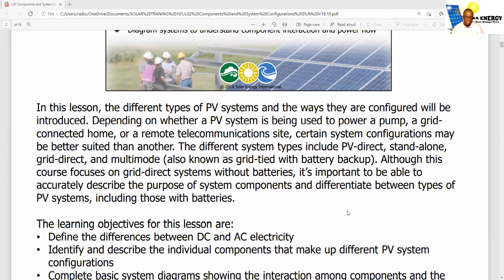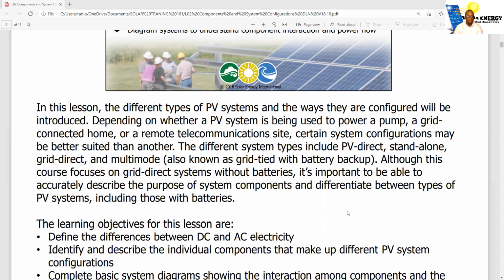In this lesson, the different types of PV systems and the way they are configured will be introduced. Depending on whether a PV system is being used to power a grid-connected home or a remote telecommunication site, certain system configurations may be better suited than another. The different system types include PV direct, standalone, grid direct, and multi-mode, also known as grid tie, with battery banks.